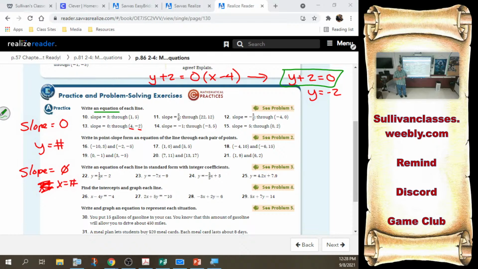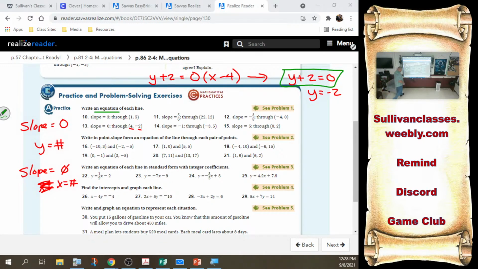If you ever get a horizontal or vertical line, it's good practice to always write them as y equals number and x equals number. In fact, those are probably the easiest equations you'll ever run across in terms of graphs. It's just we expect there to be more.